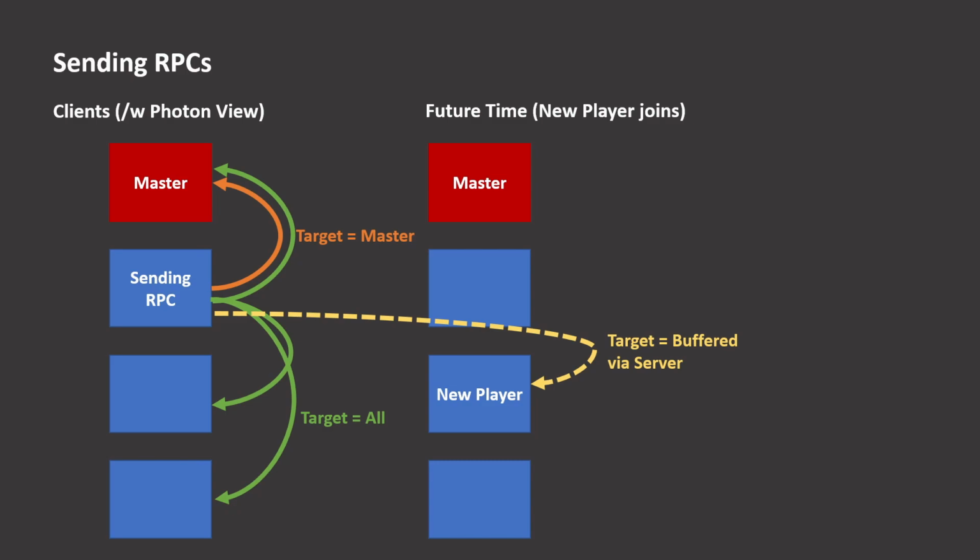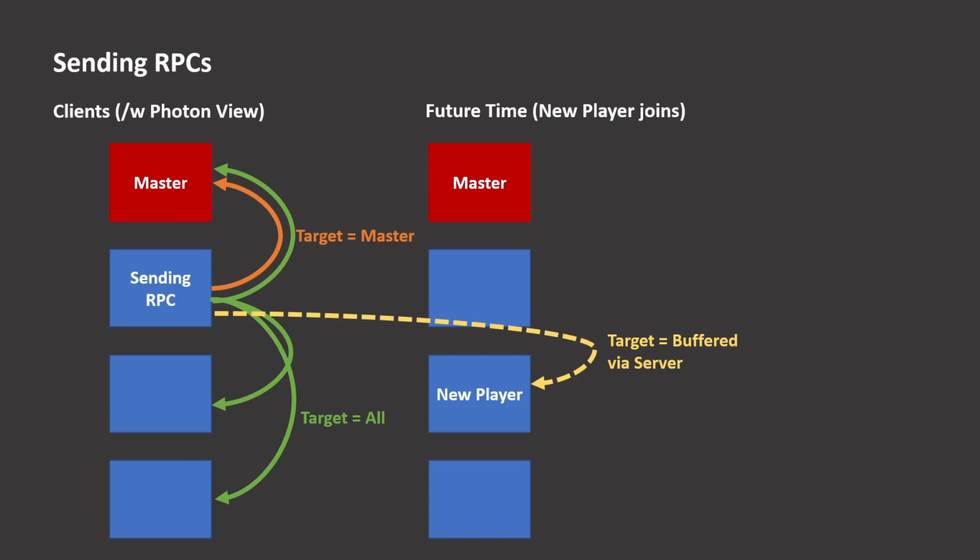So in here you can see the master, the target all. You can also send a specific target, like any of those other blue players, if you could just get a reference to them. But there's the buffered via server, or just buffered RPCs also. Just buffered means it's buffered through the client, so if you leave, that won't be buffered anymore. But buffered via server means that buffer will be held in the server, so when someone else joins at a later time, that RPC will be sent to them.